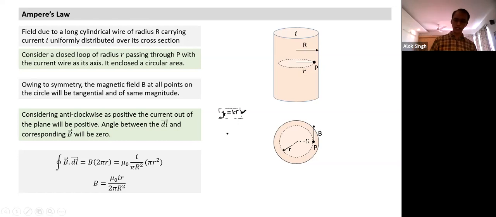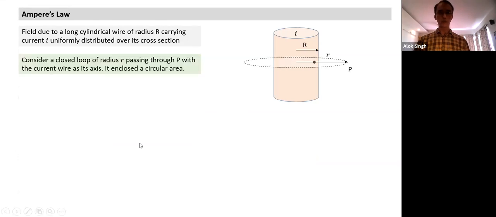Any such arrangement, as long as it has cylindrical symmetry, we can always take an Ampere loop, which is a coaxial circle, and we can calculate the magnetic field. The outside point is also clear.